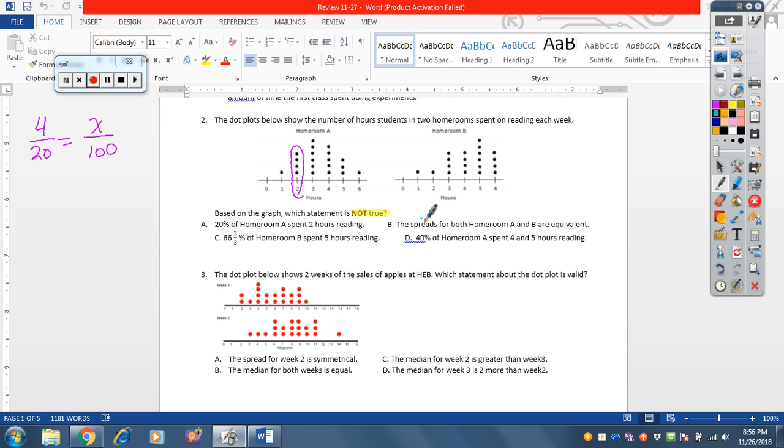B says the spreads for homeroom A and homeroom B are equivalent. So spread is greatest minus least. So spread for A is 5. Spread for B, you're going to have to calculate. See if that's true. It's the biggest number with a dot minus the smallest number with a dot.